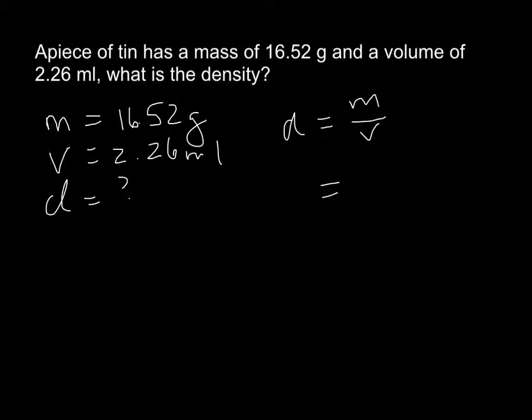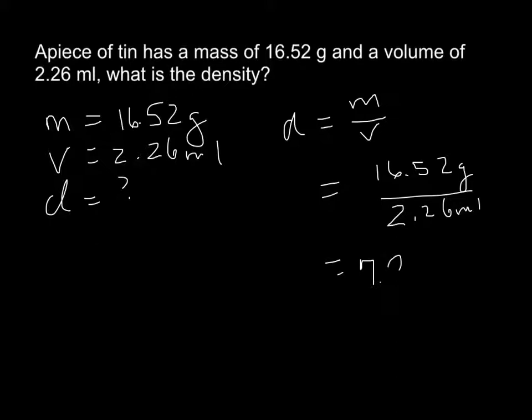So write in the mass, 16.52 grams. Write in the volume, 2.26 milliliters. And then do your division, and let's see what you get. And I'm just holding for you. You can pause if you need to. And what I come up with is 7.3 grams per milliliter. And that would be the density of this substance. So let's look at another one.